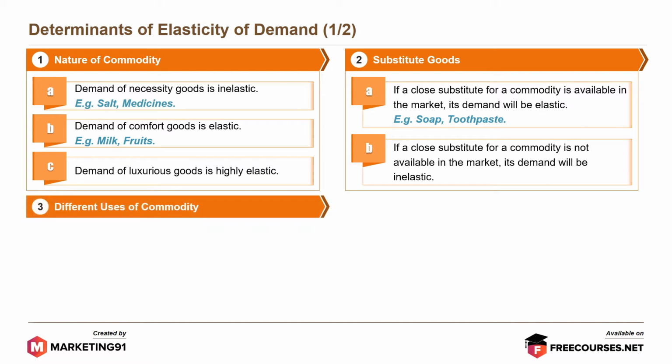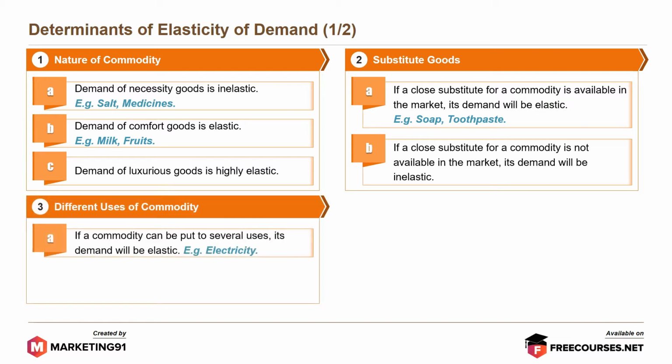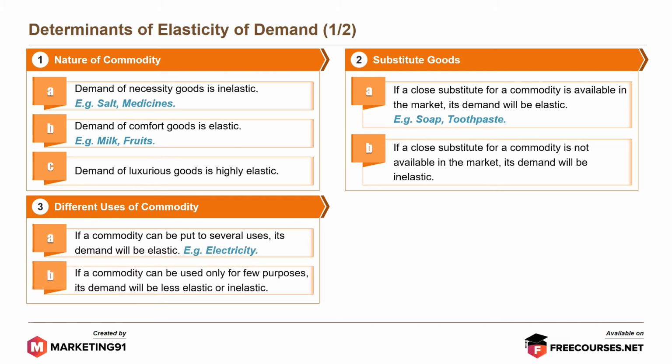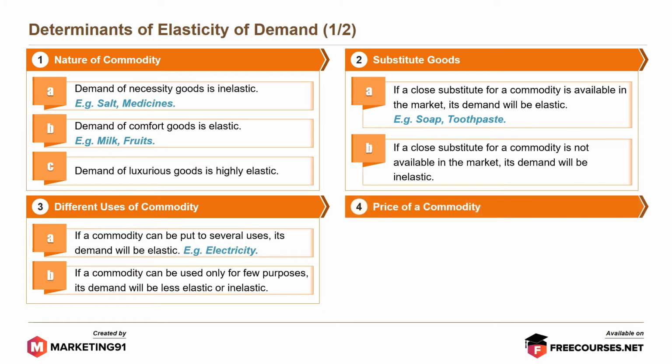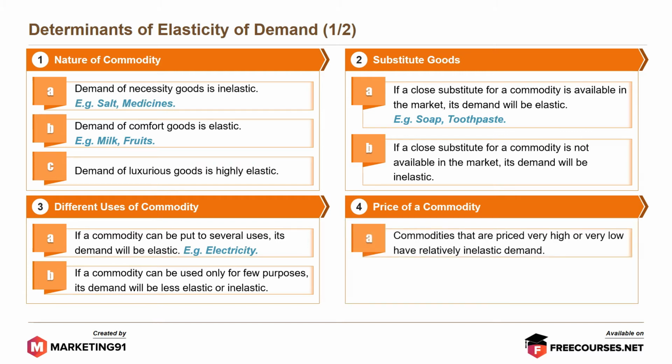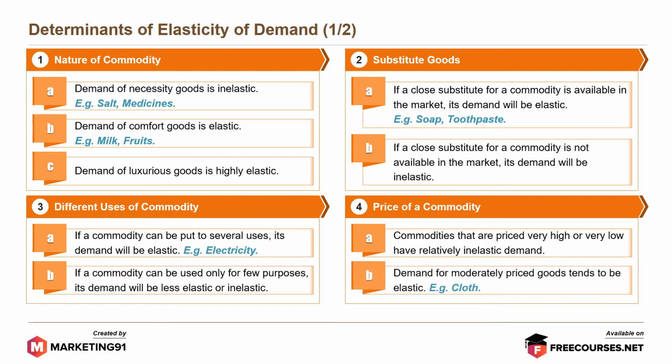Third, different uses of commodity. If a commodity can be put to several uses, its demand will be elastic. Whereas, if a commodity can be used only for few purposes, its demand will be less elastic or inelastic. Moving on to the fourth, the price of a commodity. Commodities that are priced very high or very low have relatively inelastic demand. Moving on, demand for moderately priced good tends to be elastic.